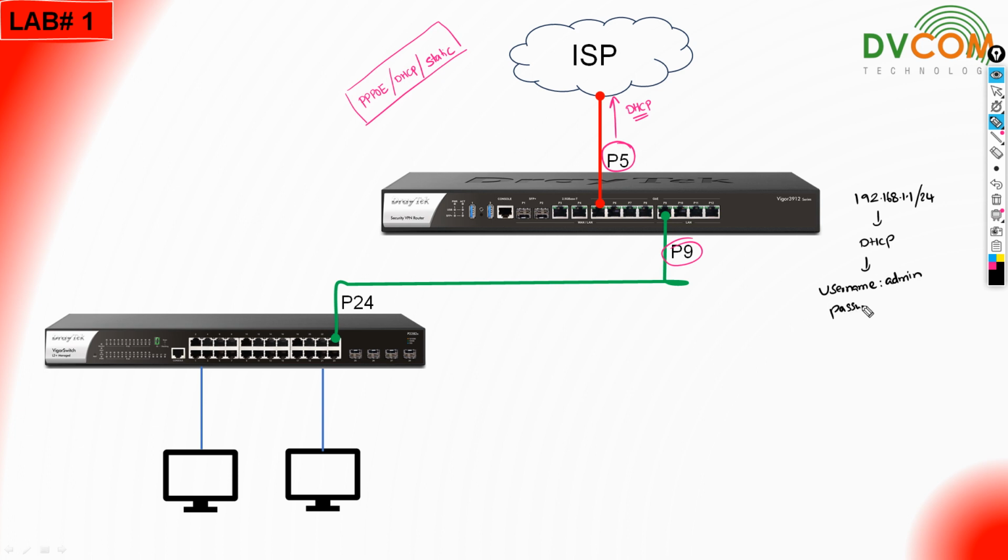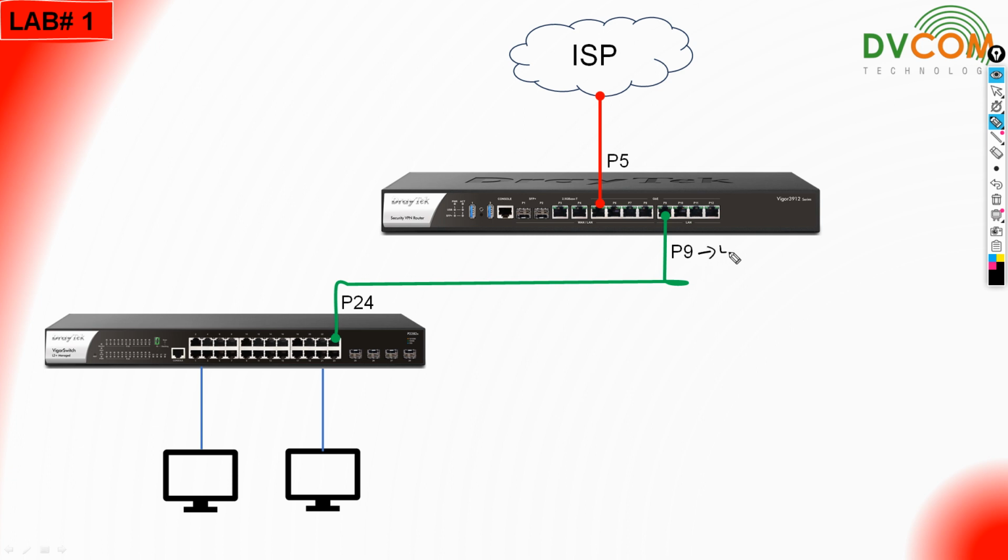I already did the changes in my previous video, but if you are a fresher or seeing my videos for the first time and don't know how to access your DrayTek router, these are the default settings, guys. Now this is my lab topology. As I told you, port number 9 I'm going to use for LAN and port number 5 for WAN. That's it. Now I want to decide which subnet to use for my internal network.